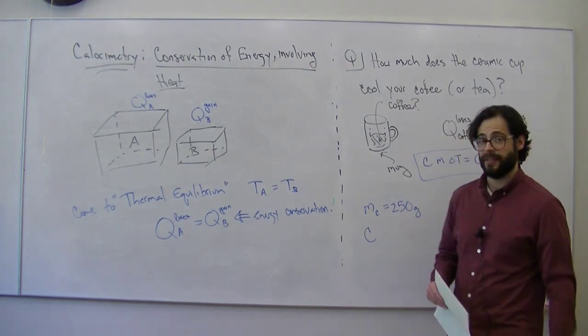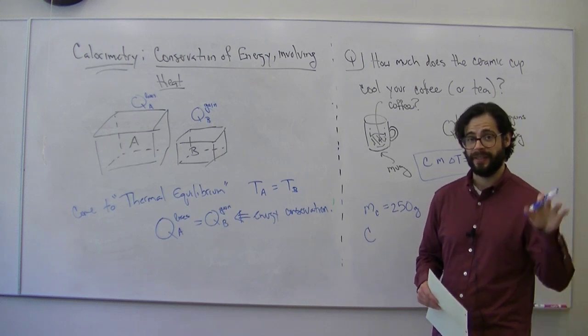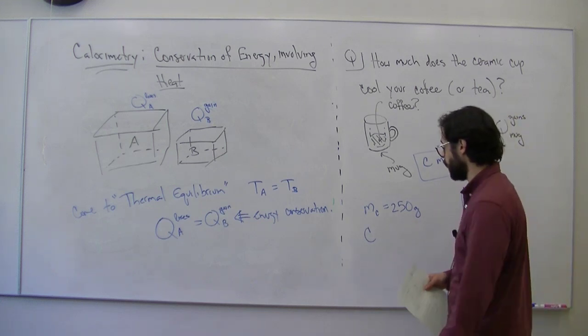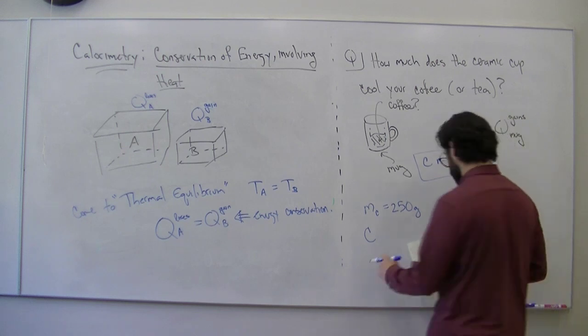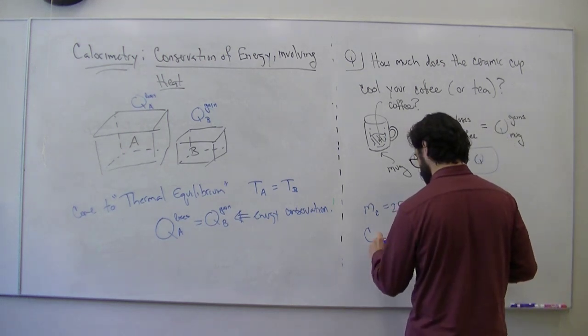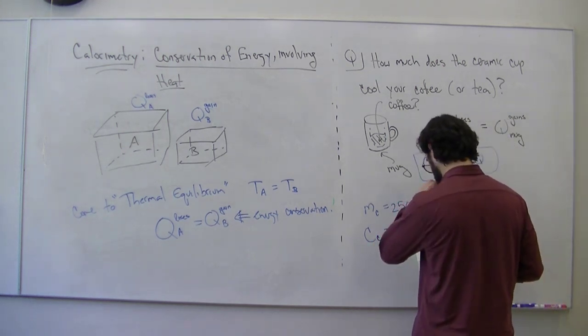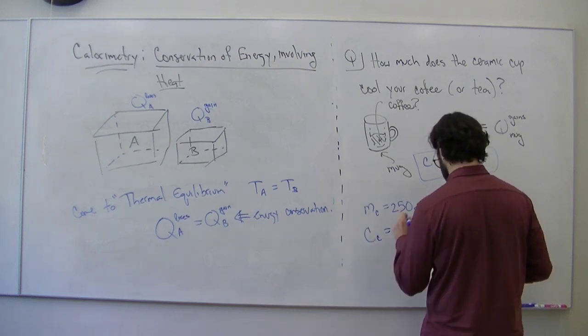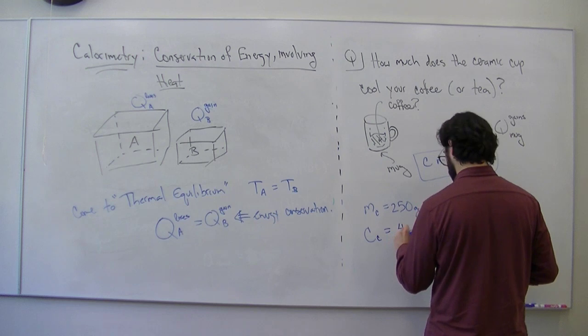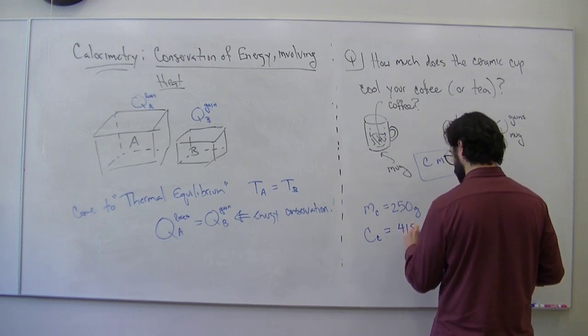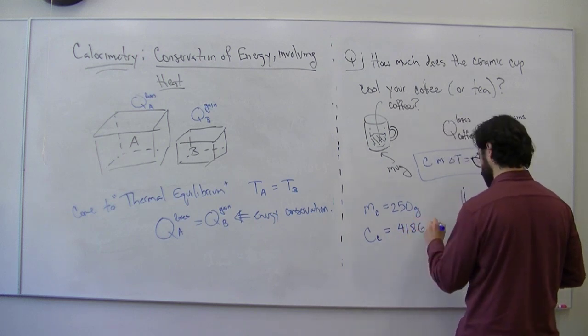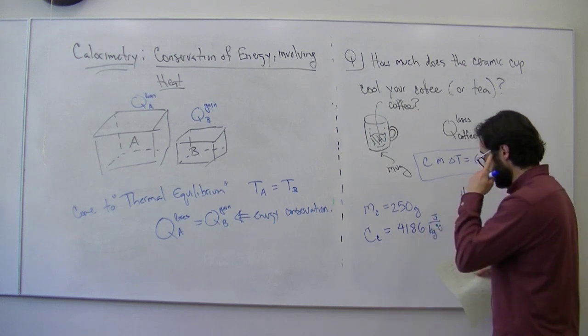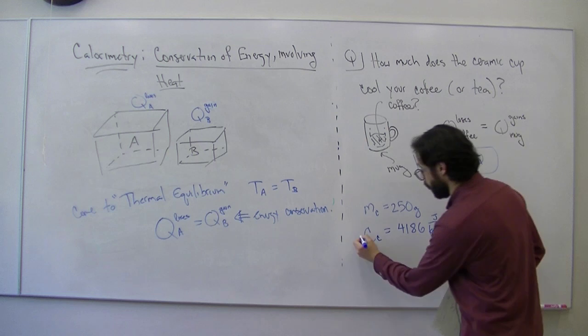Okay, so the specific heat of coffee or tea, don't get confused by the fact that it's dark in color. It's essentially water. So it's water doped with psychoactive chemicals. So I'm actually going to say that this is water. And water has a specific heat in SI units of 4.1 something per kilogram Celsius. So essentially this is water.